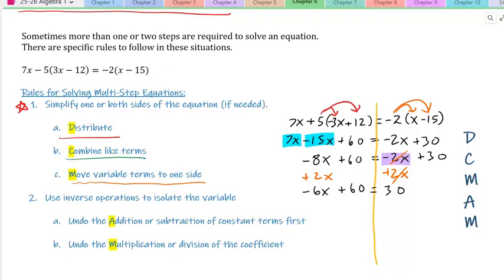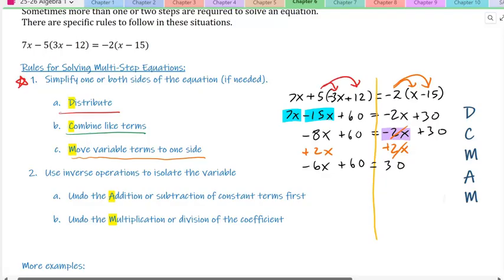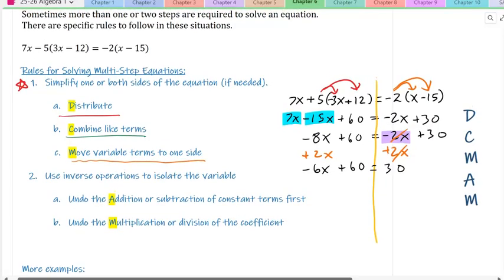After this, I'm going to use inverse operations and the properties of equality even further to solve the equation for x. Remember our goal is to find out what the value of x is. So the next step is that I have to undo the addition or subtraction of any constant terms first.